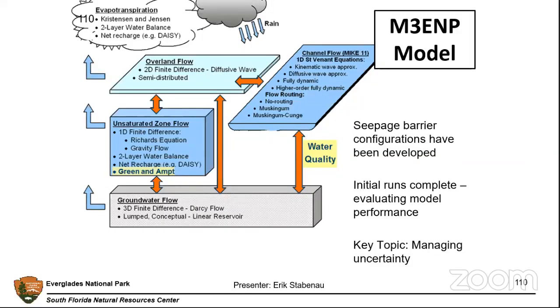So this model will give us a unique and separate tool from those that are already being used at the district, to look at this system from another modeling perspective and make sure that we have more certainty and more comfort in the results we're getting. And that's really what I want to think about: managing uncertainty.